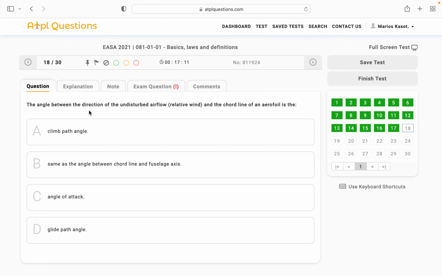The angle between the direction of the undisturbed airflow, relative wind, and the chord line of an airfoil is.